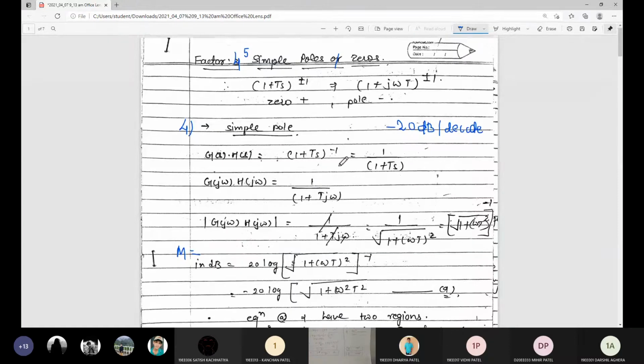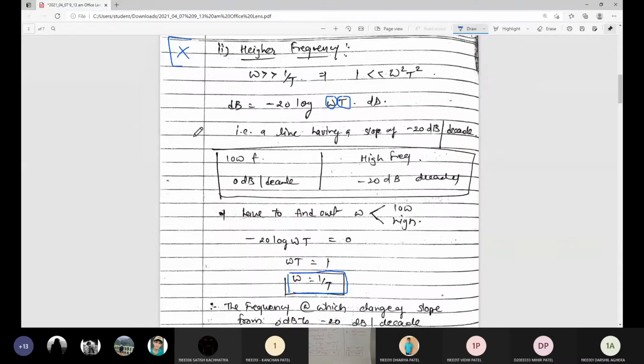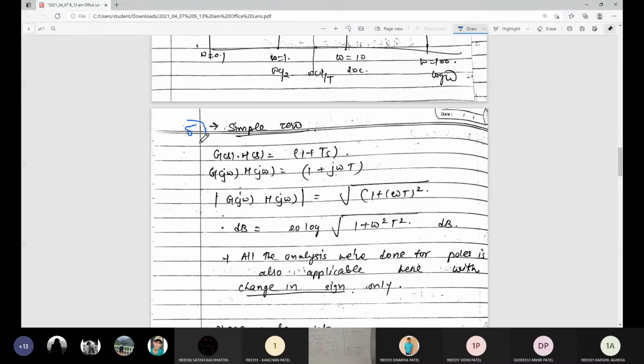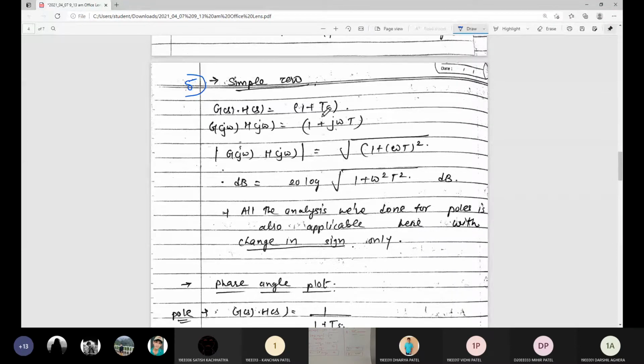Then comes the fifth factor, a simple zero. So G(s) H(s) is equal to 1 plus t1 into s. You can consider t1 over here. In your book it was written as t1, but right now for generalized purpose we have taken 1 plus ts. Replace s by j omega, so it will be 1 plus j omega t. If I take the magnitude, the magnitude is equal to under root 1 plus omega square t square. So we have got the dB value, that is nothing but the magnitude value. In terms of dB, 20 log under root 1 plus omega square t square.